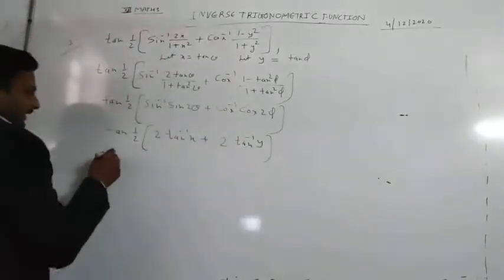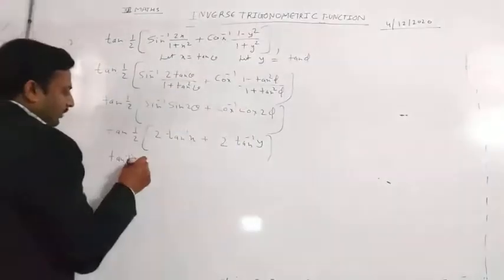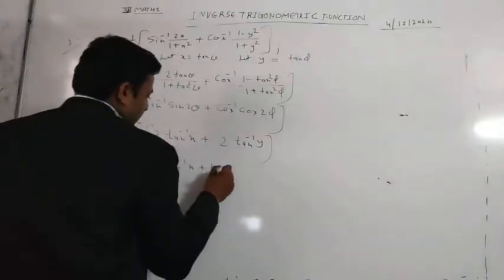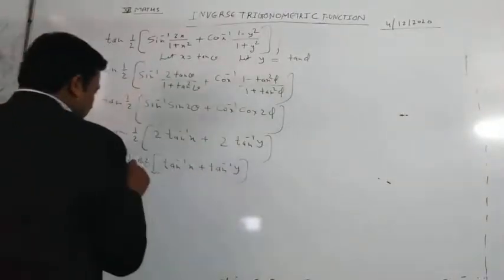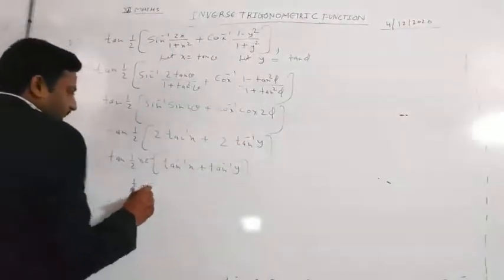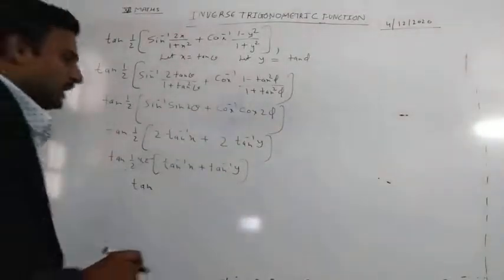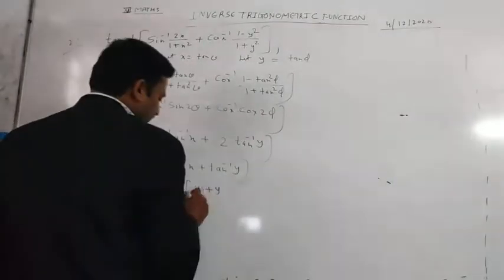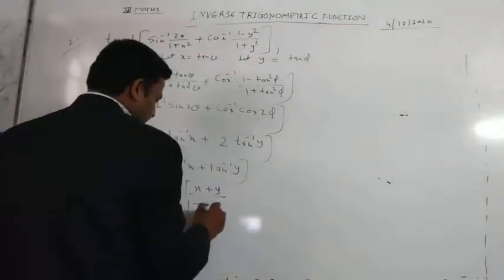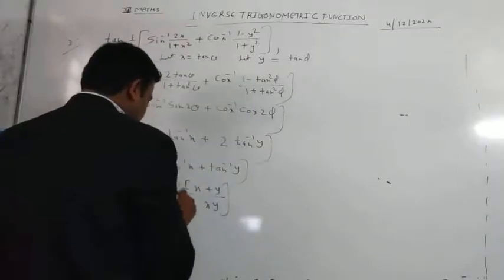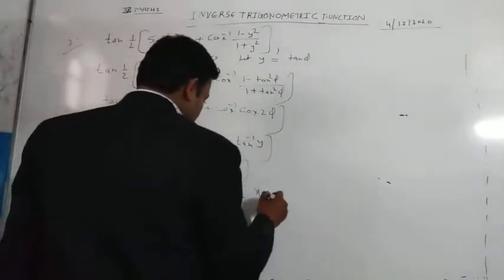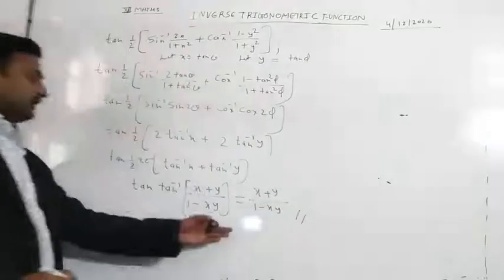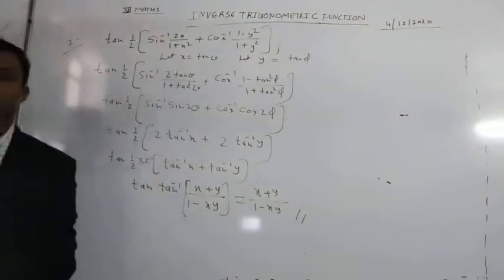So from here we will take 2 outside, we get tan inverse x plus tan inverse y. So tan inverse x plus tan inverse y, we know the formula that it is tan inverse of (x plus y) upon (1 minus x into y). So it will be (x plus y) by (1 minus xy). This will be our simplification of this question.